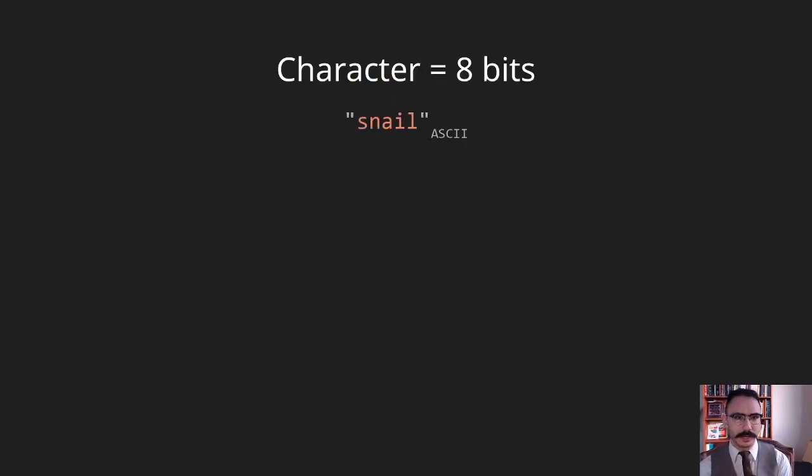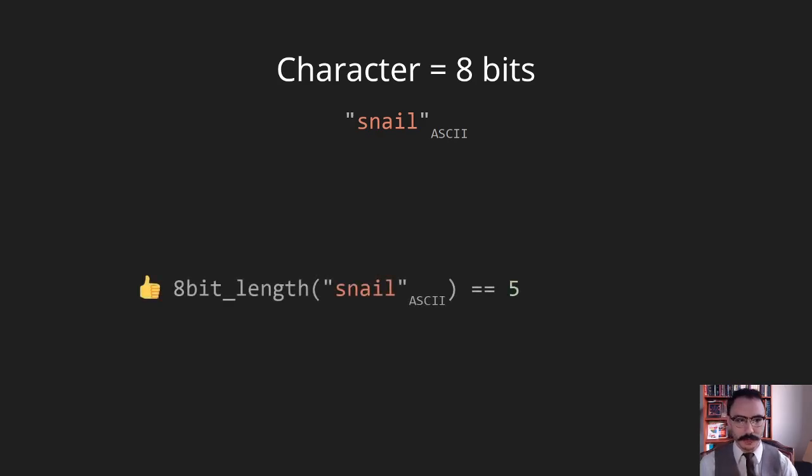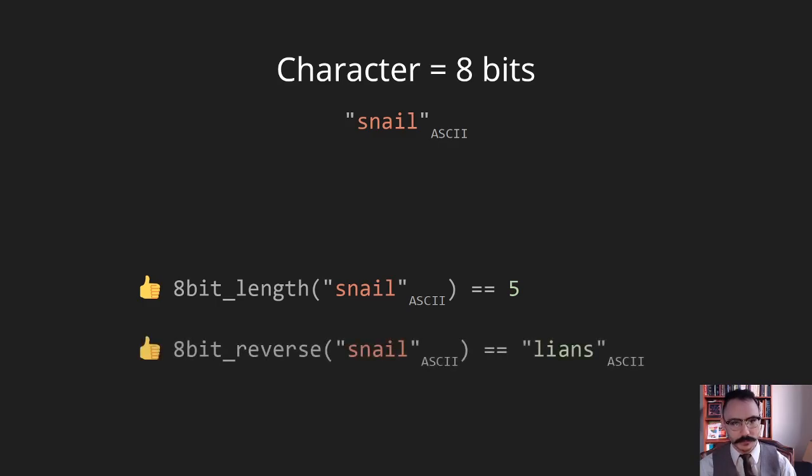Let's start with a real simple idea that a character just consists of 8 bits, an 8-bit byte. So we'll start with an ASCII encoded string, snail, and if we break it into chunks of 8-bit bytes, then we get a length of 5. Okay, so this is working, right? So we have an idea that a character consists of 8-bit bytes. And the reverse? Oh, that works too.